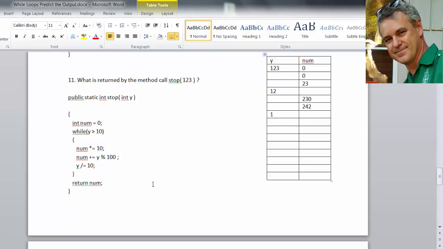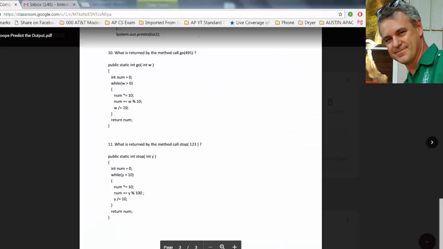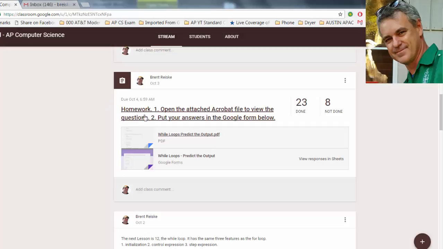So that's number 10 and 11 off of the homework that looked like this, back on October 4th. Okay, so just a couple days ago we did these, and you put your answers in a Google form. Those were the two questions by far most asked about.